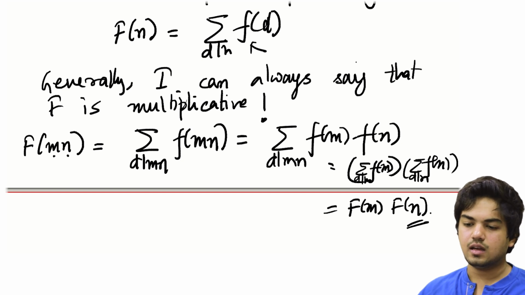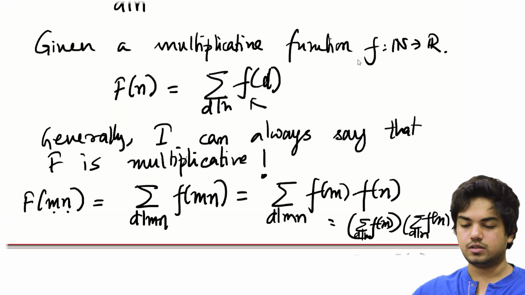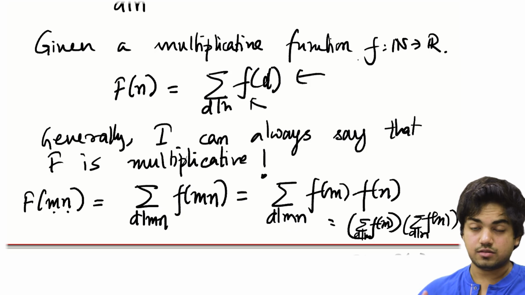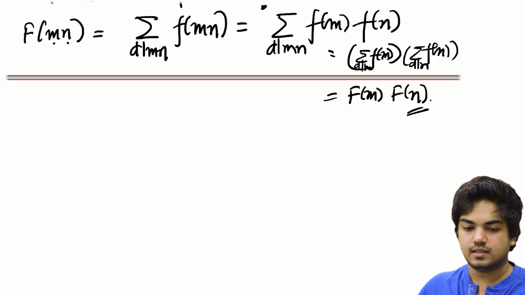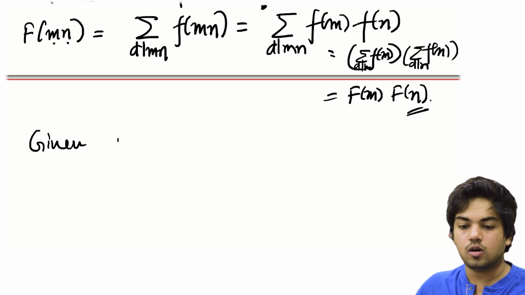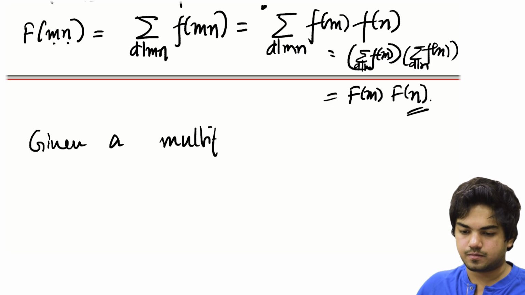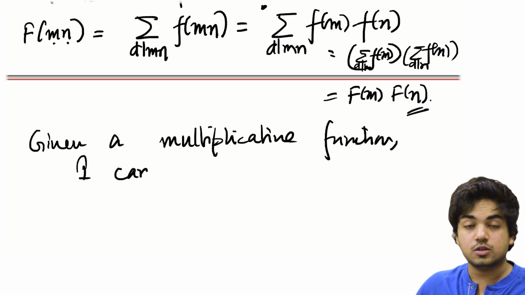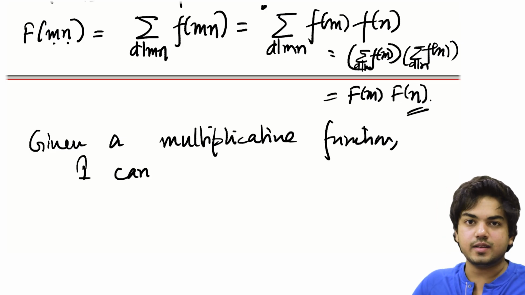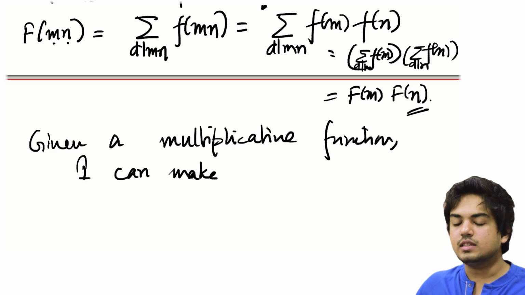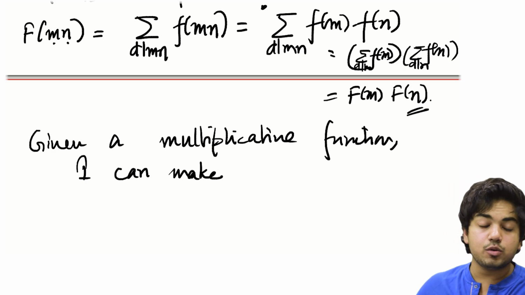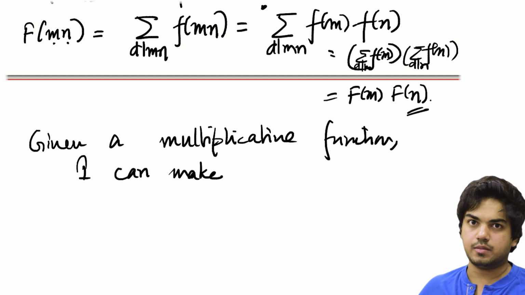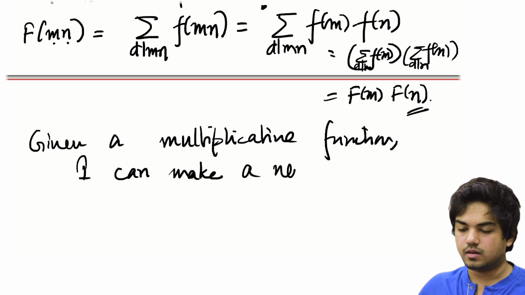Hopefully that made some sense. So whenever you start with a multiplicative function and you apply this transformation on it, you always get a multiplicative function. That's very nice. What you just learned is, given a multiplicative function, I can always make a new one, which is always exciting because you have a new tool in your toolbox. And also, this is sometimes a very easy way of proving that a given function is multiplicative.